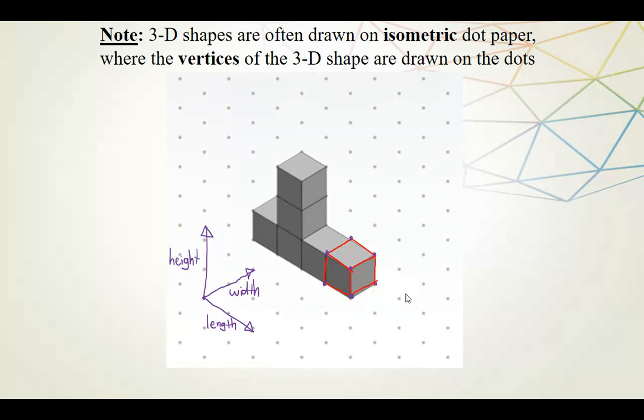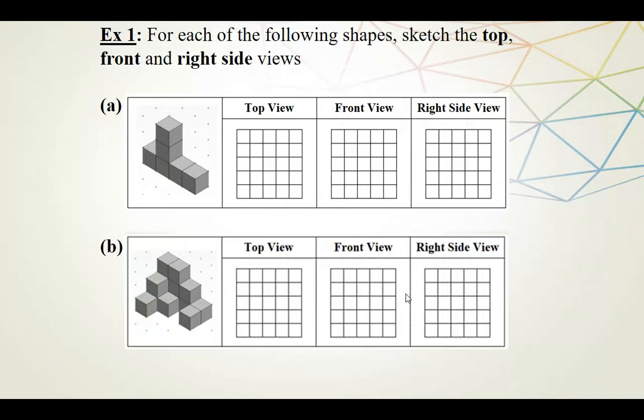Okay, so let's deal with the isometric dot paper in a couple of examples. Example 1 says, for each of the following shapes, sketch the top, front, and right side views of what the object would be. Okay, so let's start off by doing a top view. A top view means you're looking at this object straight from the top, looking down. So if your eye was right here, you're looking straight down at the object. Now, the easiest way to identify what the top view would look like is I'm just going to shade in the parts of the object I would see if I was looking at it from the top. So from the top, I would see the top of this block here.